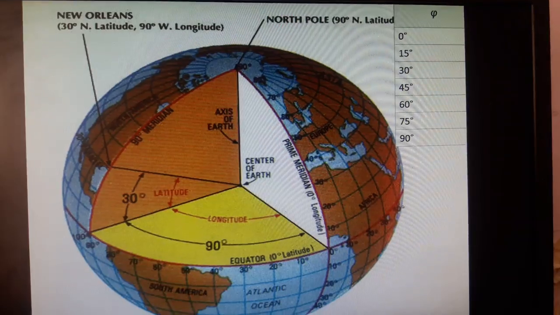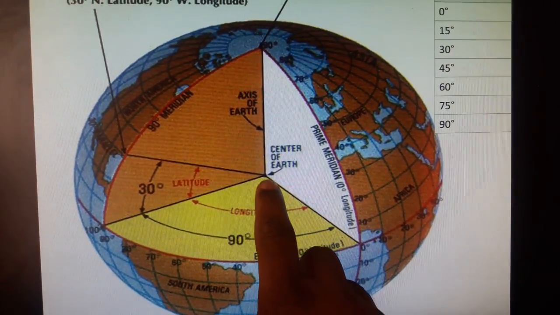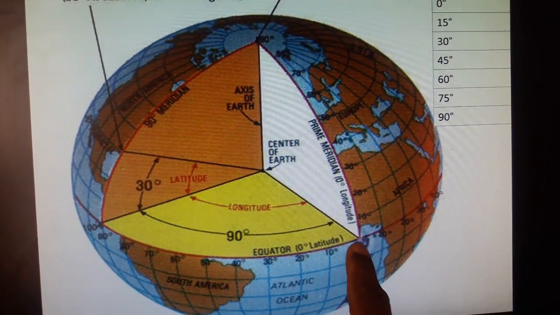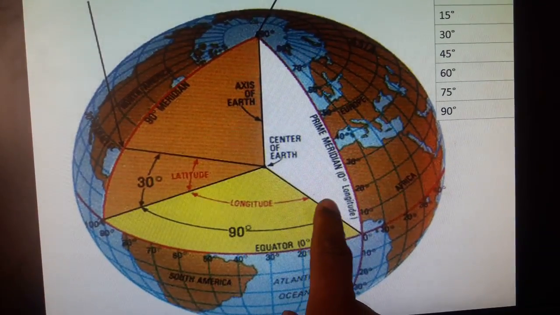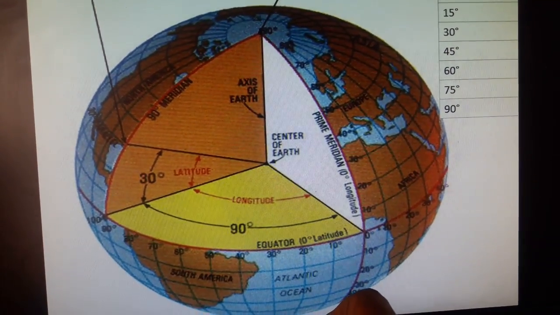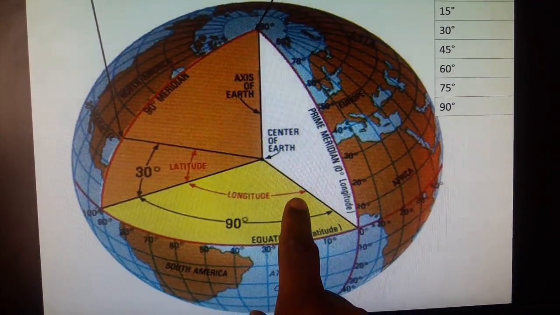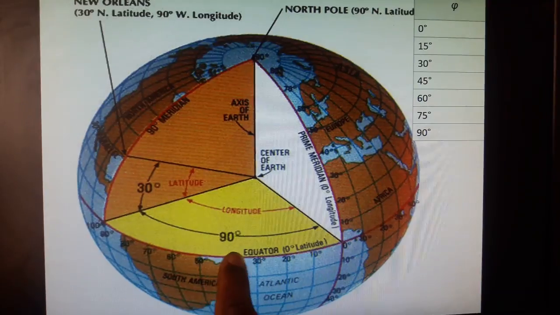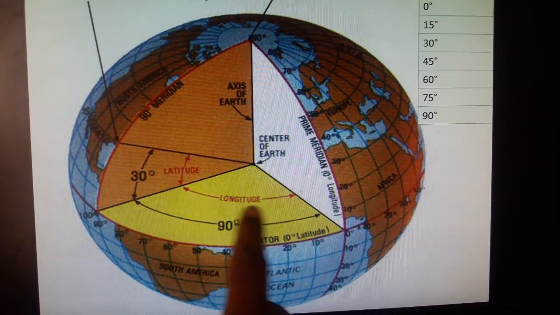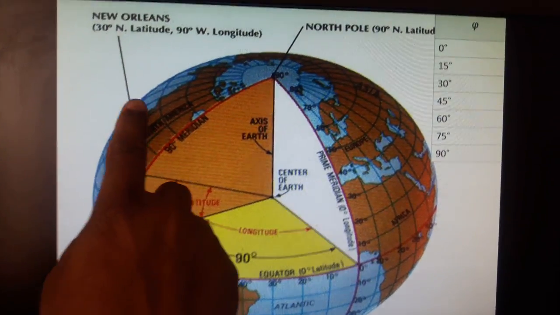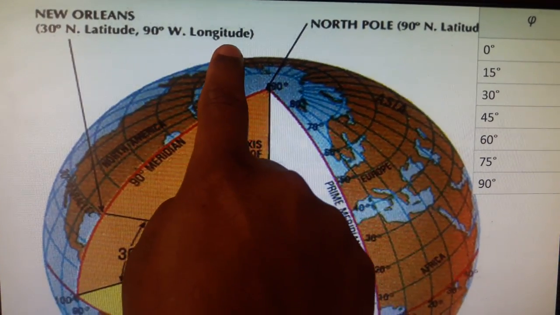These are the picture of how we can measure longitude. This is center of earth and this is prime meridian. When we go west, then we measure from here. Suppose a point, this is New Orleans, 30 degree north latitude and 90 degree west longitude.